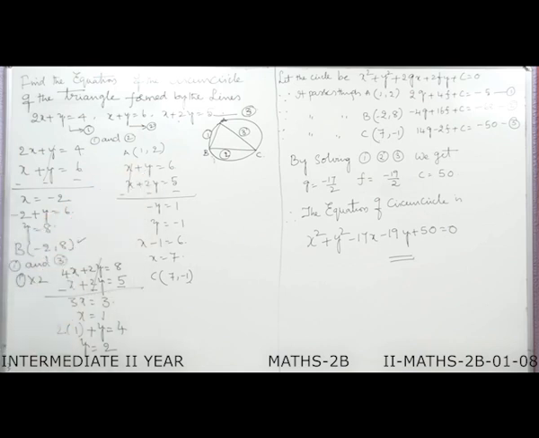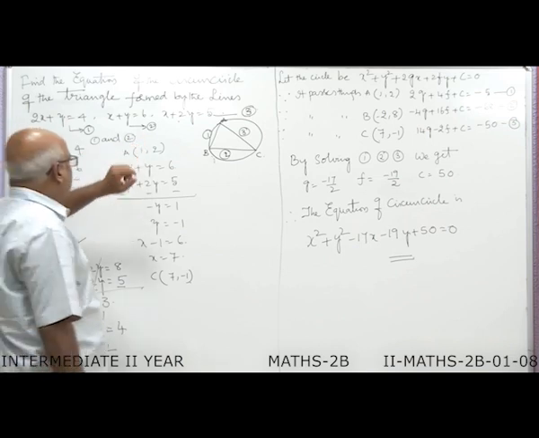How to solve those two? 2x plus y equal to 4, x plus y equal to 6. Subtracting, y cancelled, x equal to minus 2. By substituting x value in this one, minus 2 plus y equal to 6, y equal to how much? 8. And in the same way, take up 1 and 3.